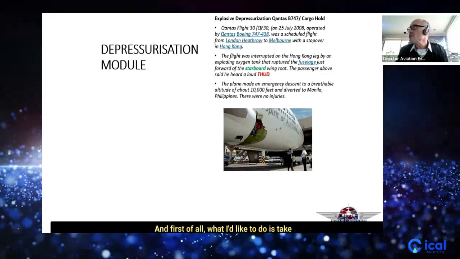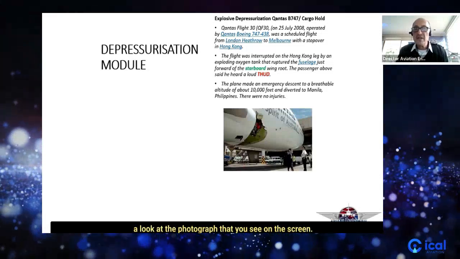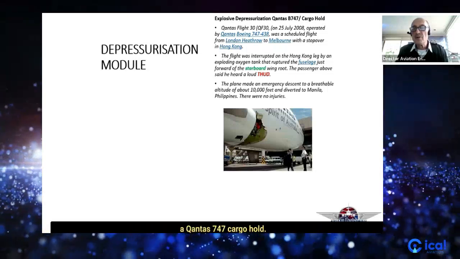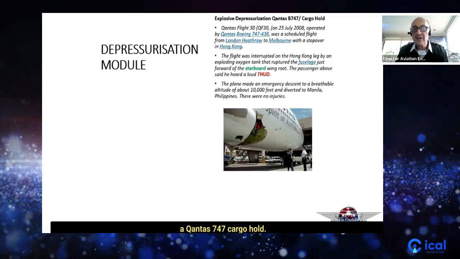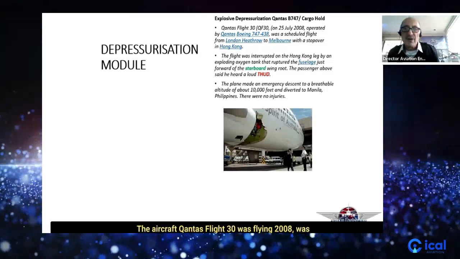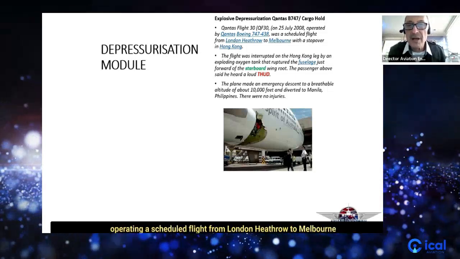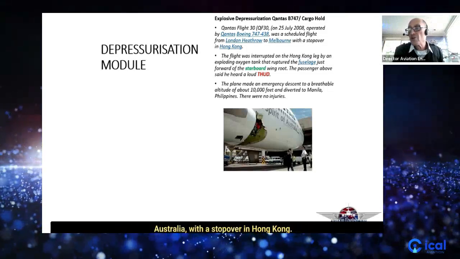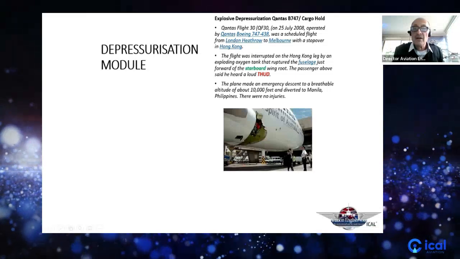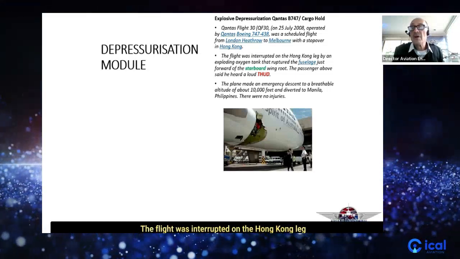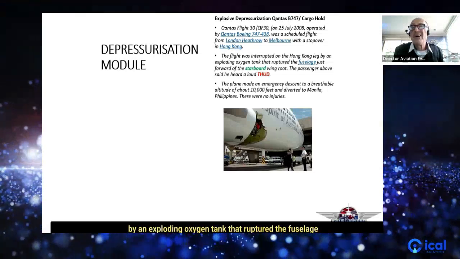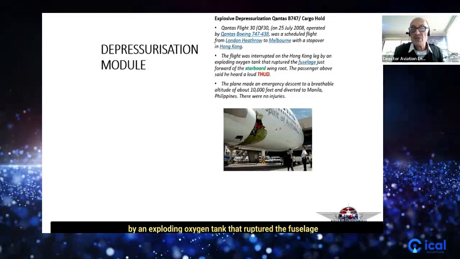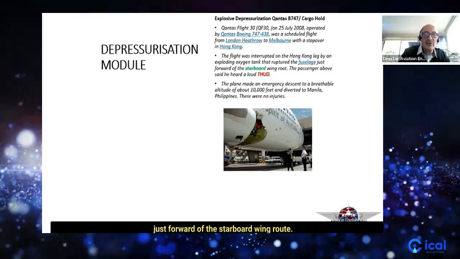First of all, what I'd like to do is take a look at the photograph that you see on the screen. This is of an explosive depressurization, decompression of a Qantas 747 cargo hold. The aircraft, Qantas Flight 30, in 2008, was operating a scheduled flight from London Heathrow to Melbourne, Australia, with a stopover in Hong Kong. The flight was interrupted on the Hong Kong leg by an exploding oxygen tank that ruptured the fuselage just forward of the starboard wing root.